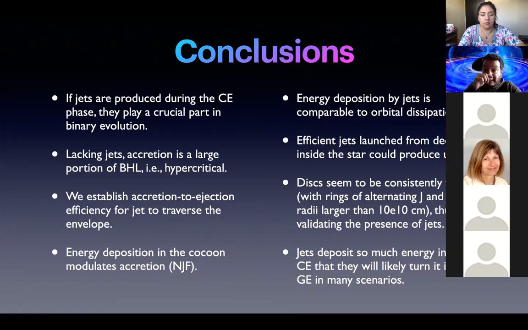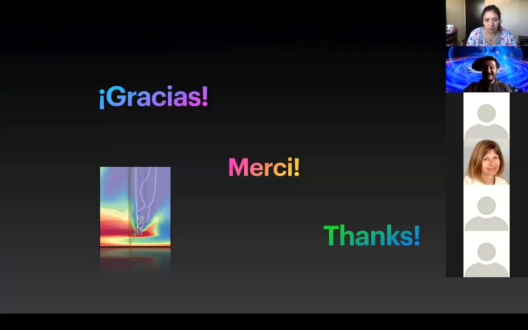And well, efficient jets, which are launched from very deep inside a massive star, could definitely give you some sort of ultra-long GRBs, with these very tenuous ones, but very long. And the nice thing is disks are formed, so this is consistent with launching jets. Thank you.